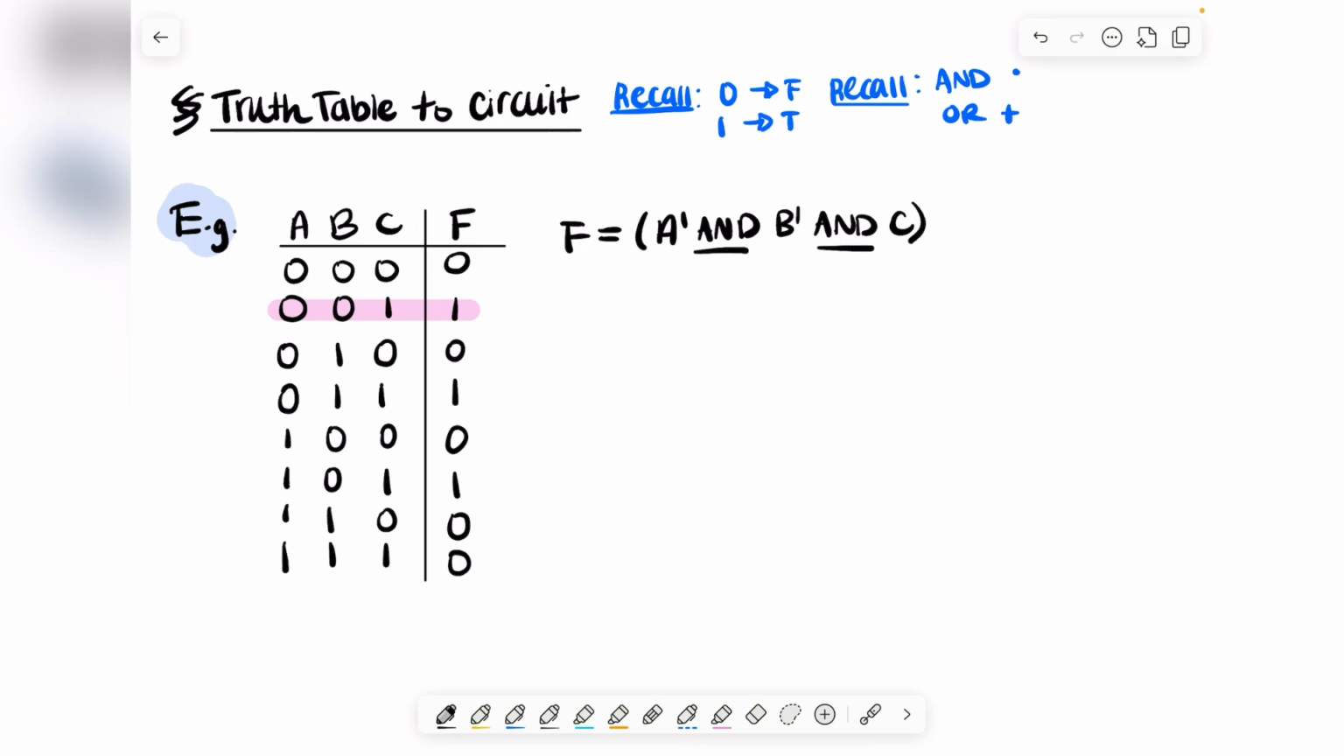Now we don't like words in formulas, so we recall that we can represent and with multiplication. So we could replace that with the multiplication sign, which we don't even need because with multiplication we can just write it as such. So this is one case for when the output is true.